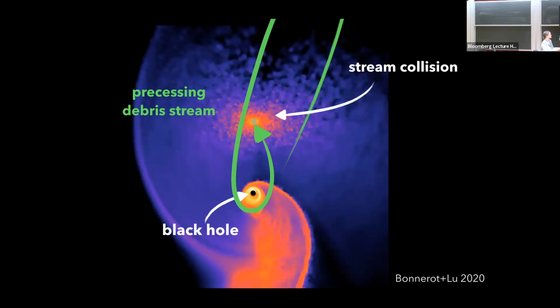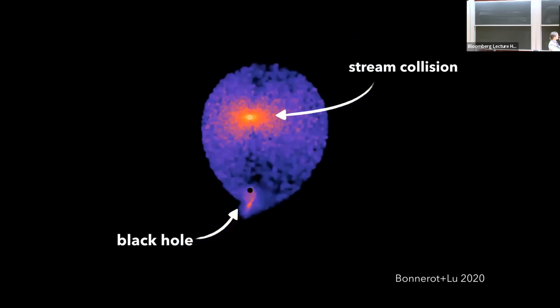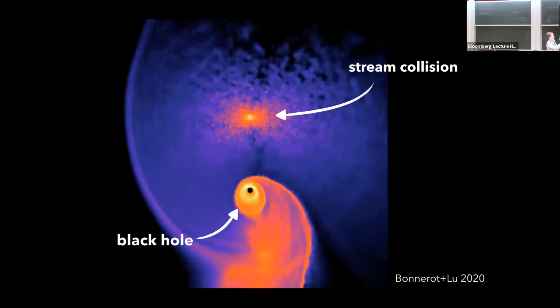So I'm just going to show this simulation. You can see that as soon as there are stream collisions, you get this outflow, and then you get this forming accretion disk as well.